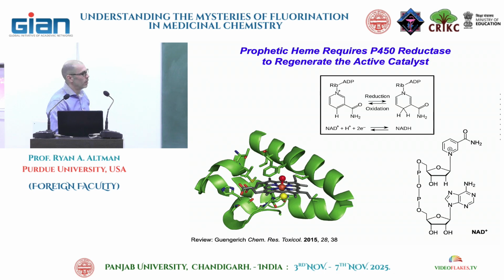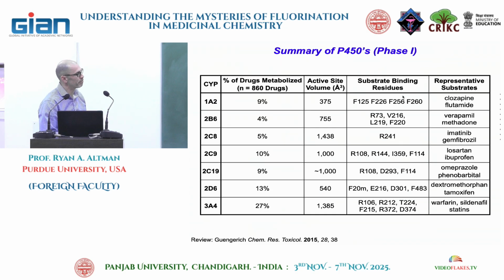Okay? So that heme does require an NADPH reductase to help promote the cycle and regenerate the active species. That NADPH reductase requires NAD, right? So you also have a co-cycle going on in the background. I'm not going to talk about it in depth, but you do need to be thinking about regenerating the active species using another enzyme.